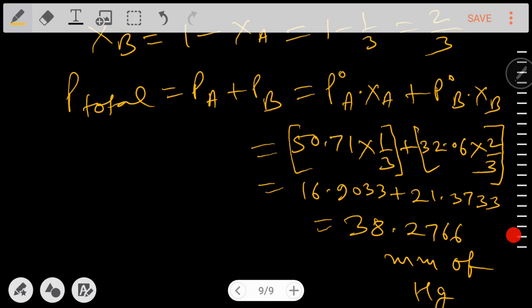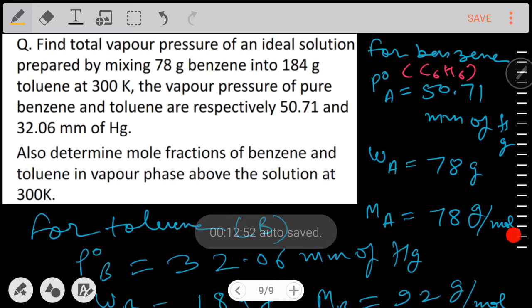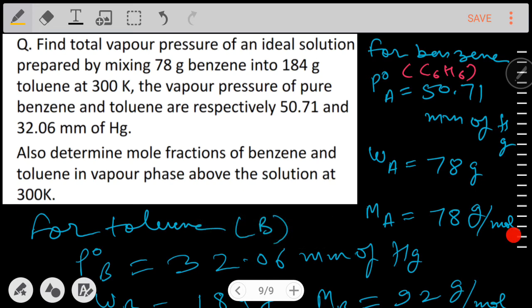Now the second part of the question. Also determine the mole fraction of benzene and toluene in the vapor phase above the solution at 300 Kelvin. Means with the help of vapor pressure, you also have to find the composition of benzene and toluene in the vapor phase. Mole fraction of benzene and toluene in the vapor phase.